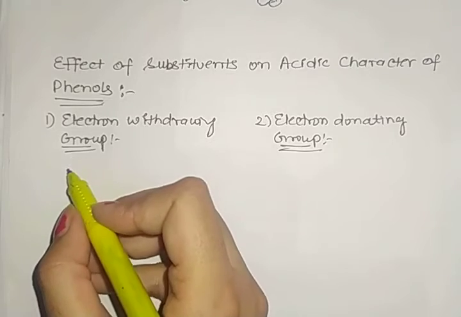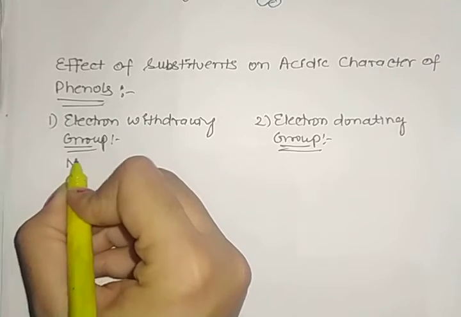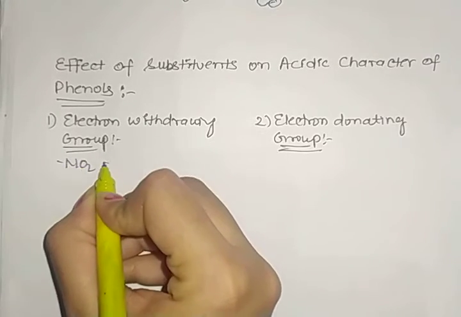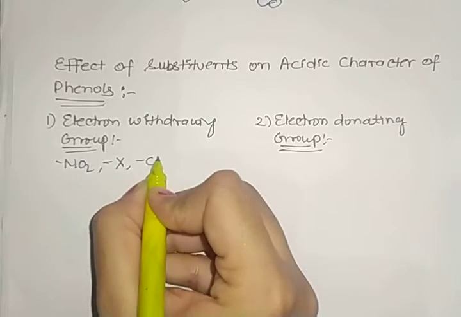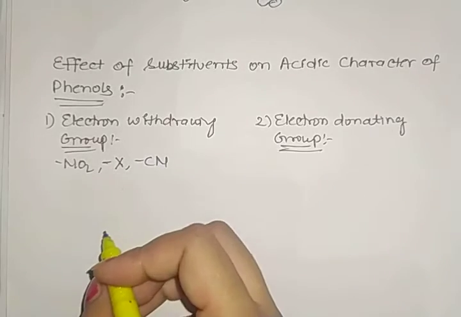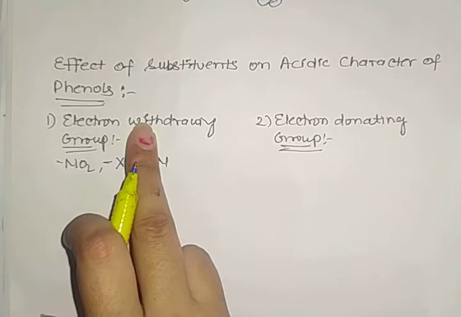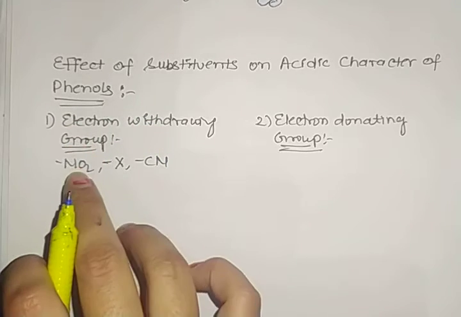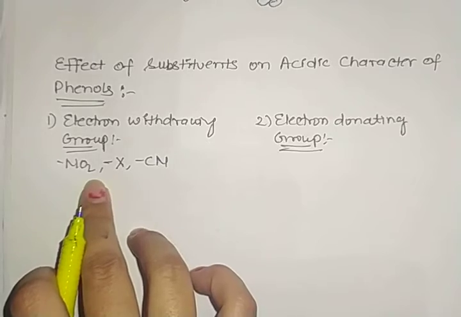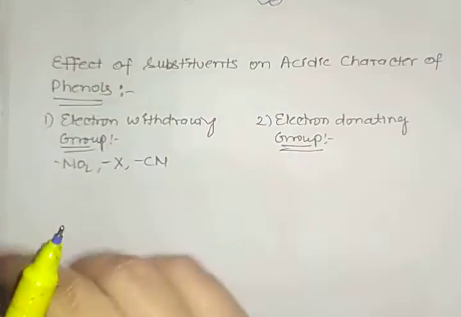The first type includes groups like NO2, halogens, and cyanide; these are the electron withdrawing groups. When these are attached to the phenol, they disperse the negative charge and stabilize the phenoxide ion.